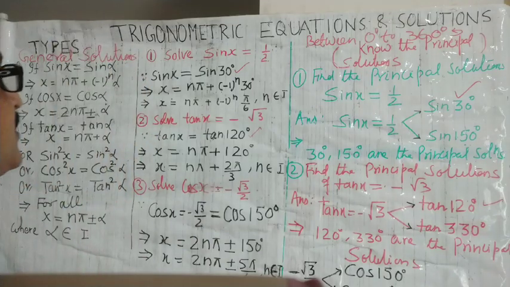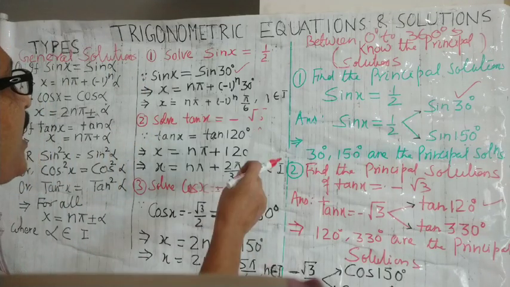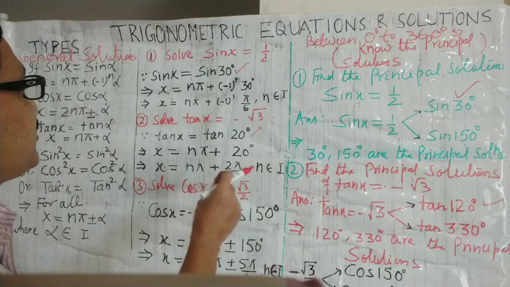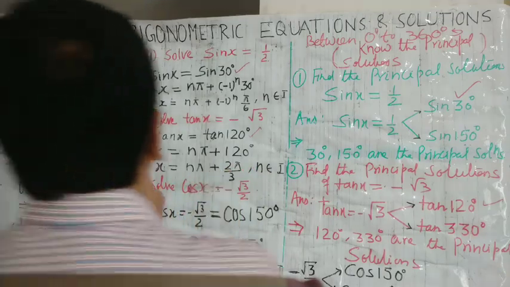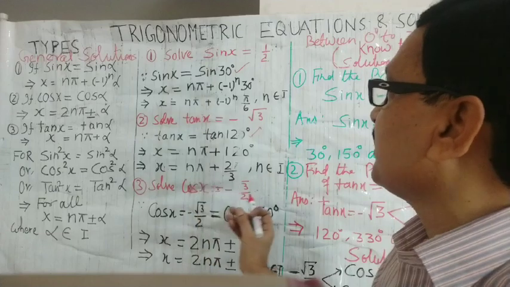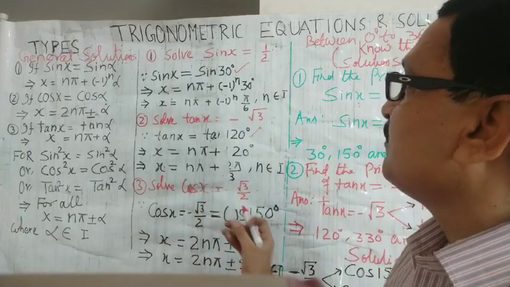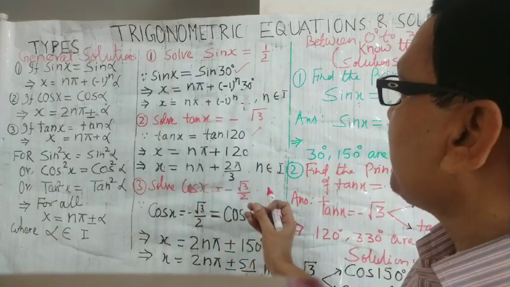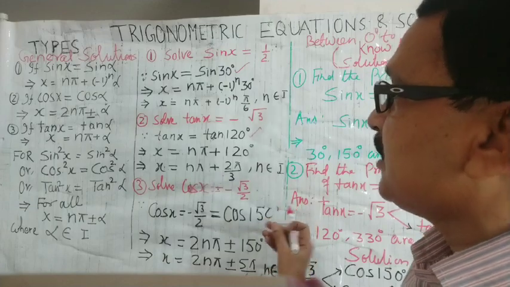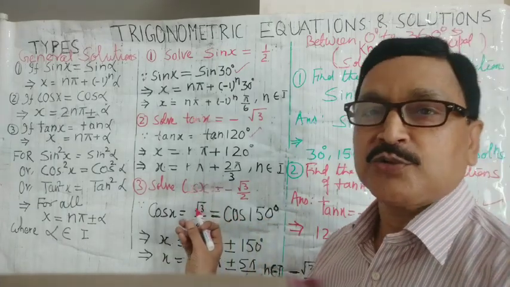So, this is sin x is equal to half. So, sin x is equal to sin 30. So, x is equal to n pi plus minus 1 to the power n alpha. Alpha is 30, put the value of alpha, pi by 6. n belongs to integers. So, this is the answer, the general solution.